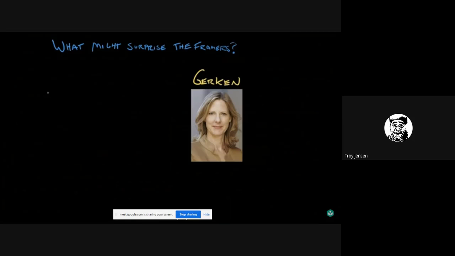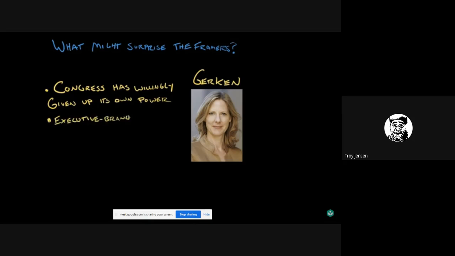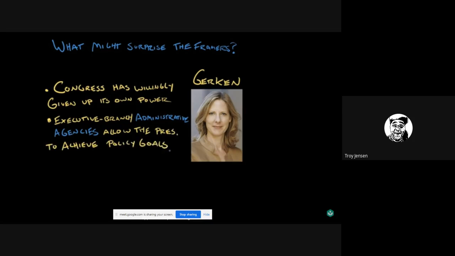I think what would really surprise the framers is how willing Congress has been to give up its own power. So Congress has given the president a lot of power because it's created administrative agencies with vaguely defined mandates that therefore allow the president to use his entire administrative agency apparatus to pursue his goals.